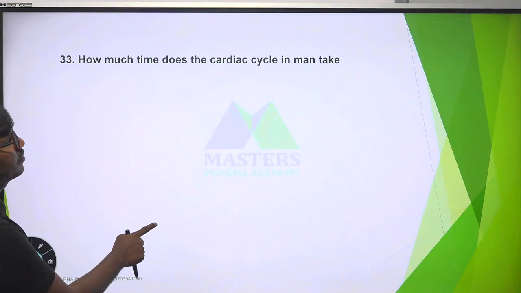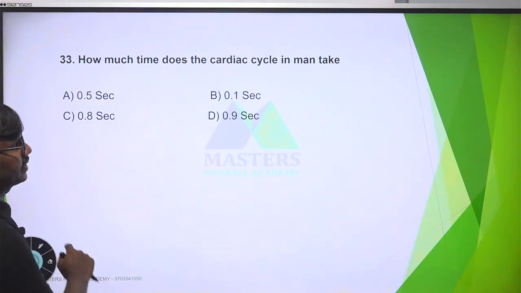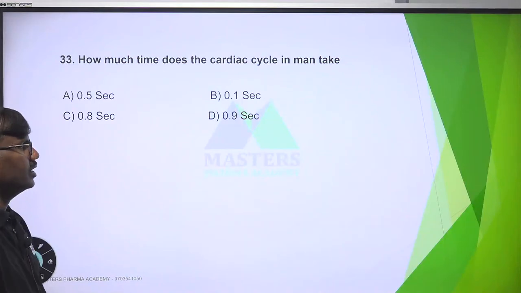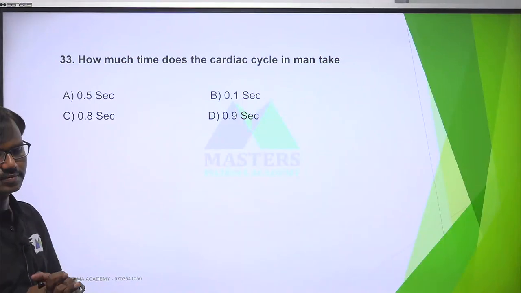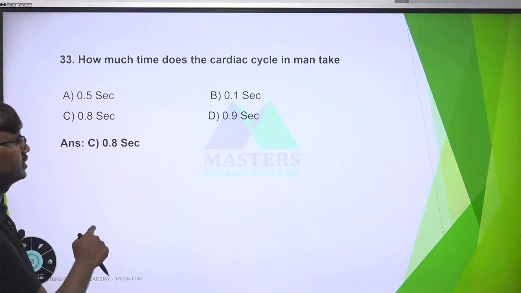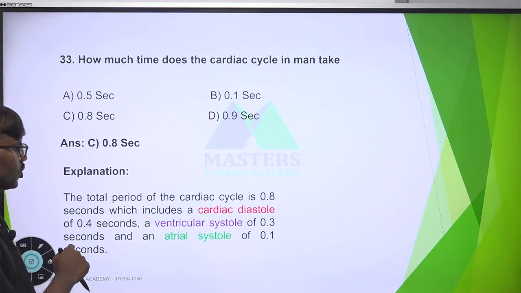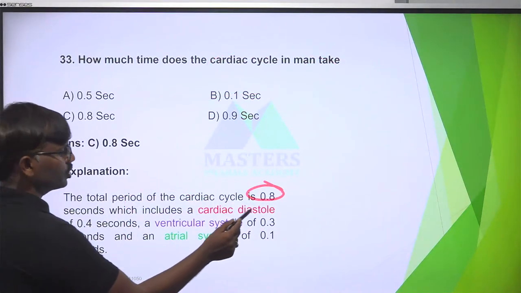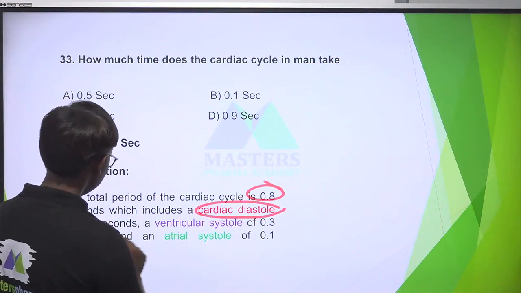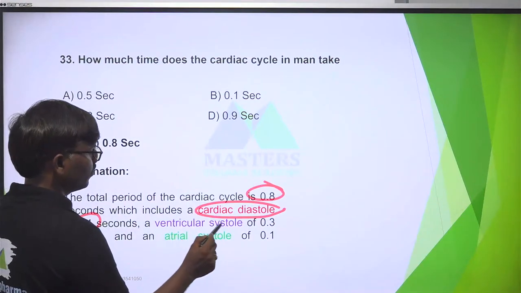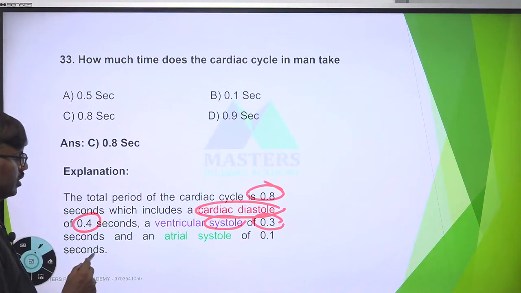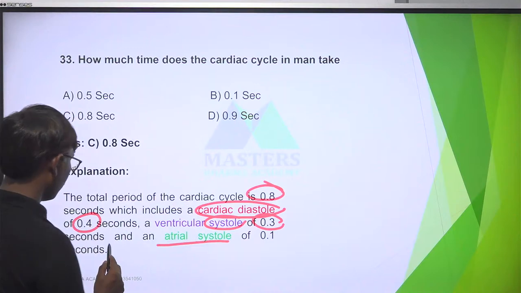How much time can the cardiac cycle take? 0.5 seconds, 0.1 second, 0.8 seconds, 0.9 seconds. Very good, 0.8 seconds. Of this total period of 0.8 seconds, cardiac diastole is the major part, taking 0.4 seconds. Ventricular systole takes 0.3 seconds, and atrial systole takes 0.1 second.